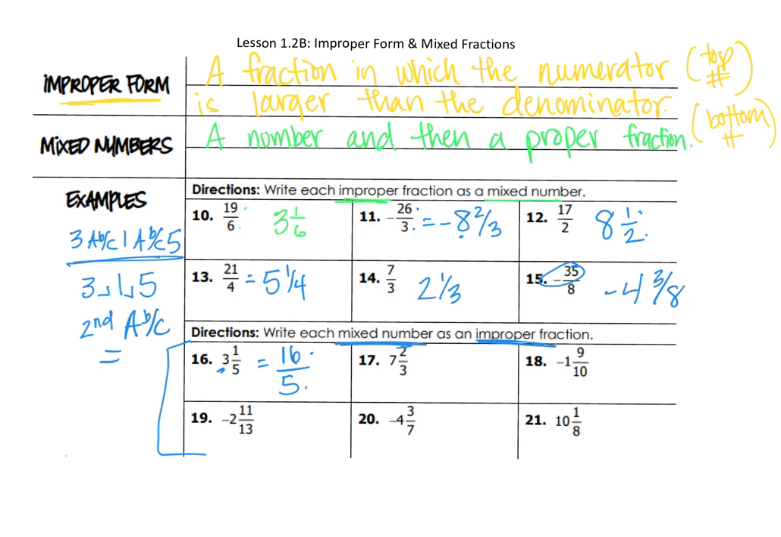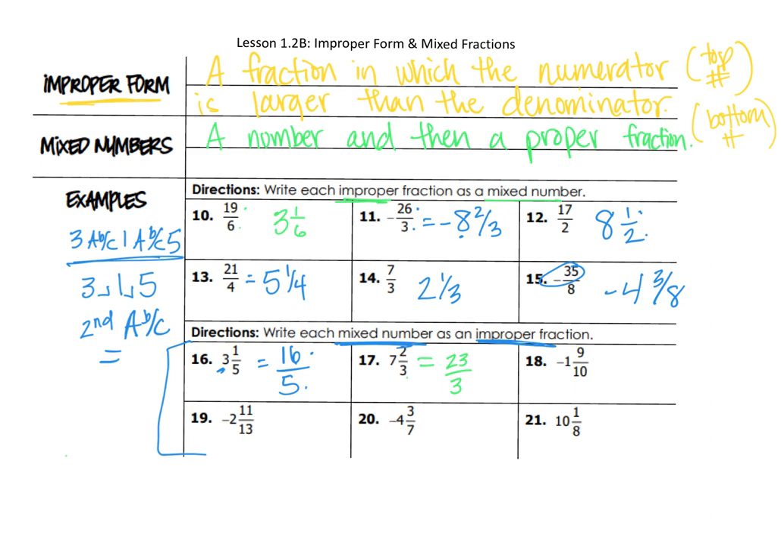Okay, for number 17, we have the fraction 7 2/3. We want to make it improper, so you would type into your calculator 7, ABC button, 2, ABC, 3, and then hit the second button, and then hit the ABC button again, and hit equal sign, and it's going to tell you that this is the same thing as 23 over 3.